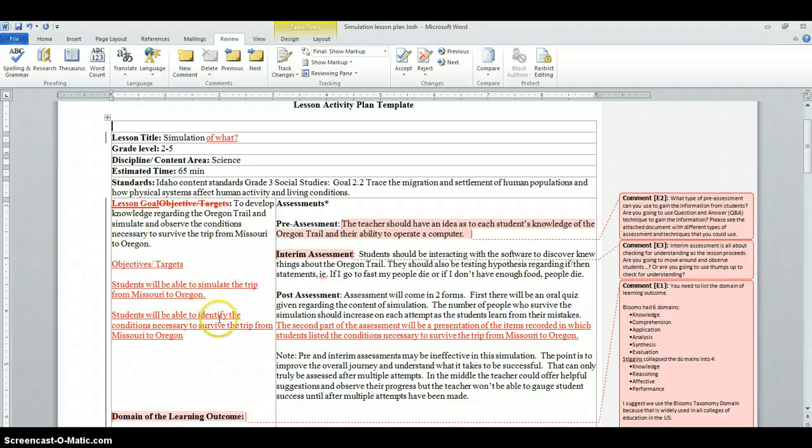How do I come up with the word identify here? Because you are saying you are looking for them to develop knowledge regarding the Oregon Trail, so it's more of a knowledge domain. Why? Because now we are talking about simulate and observe the conditions that are necessary to survive. Having the conditions, you can just simply list them, or you can just simply identify them through maybe recording them down. That's part of looking for knowledge. So one of my objectives, using Bloom's taxonomy, will be under the knowledge domain, which is identify. Then students will be able to simulate the trip from Missouri to Oregon.